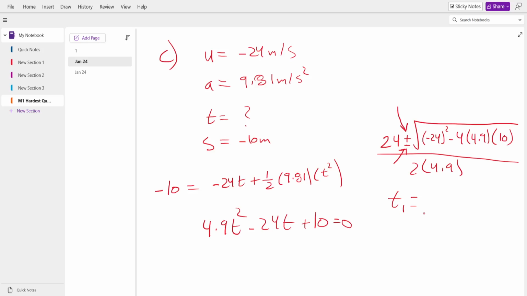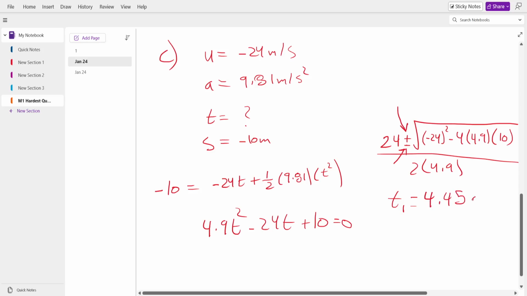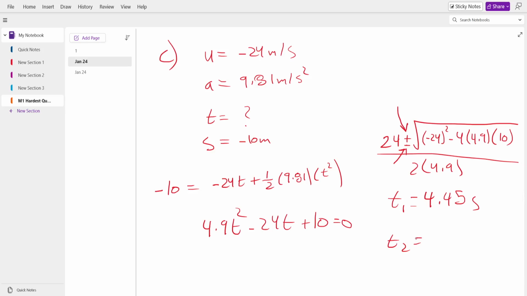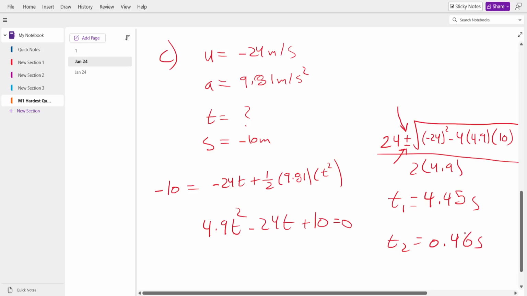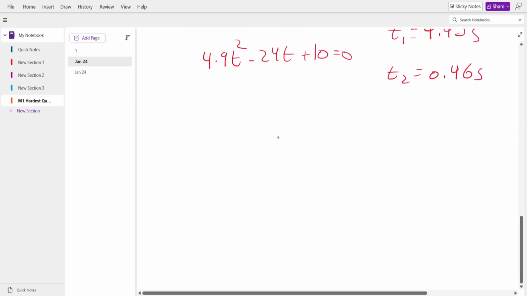T equals 4.45 seconds, and the second answer, let me just check, this is 4.9, minus 24, 10, yes. The second time is when T equals 0.46 seconds. So this means the particle will be at a displacement of C.